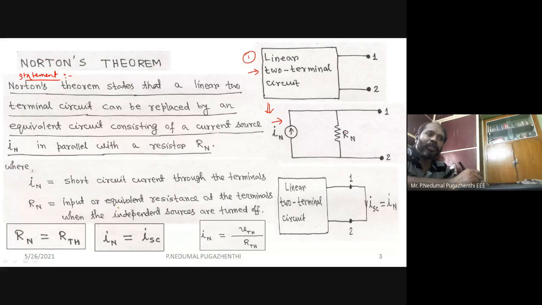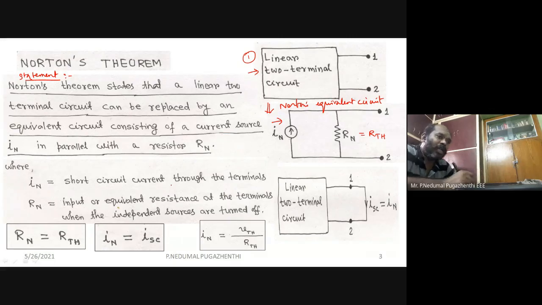The source is going to be a current source here, and that current source will be connected in parallel to the resistance, which is called Norton's resistance. That will be equal to Thevenin's resistance. R Thevenin and R Norton are both the same. So Norton's equivalent circuit will be a current source in parallel with a resistor. That's what your Norton's equivalent circuit is.